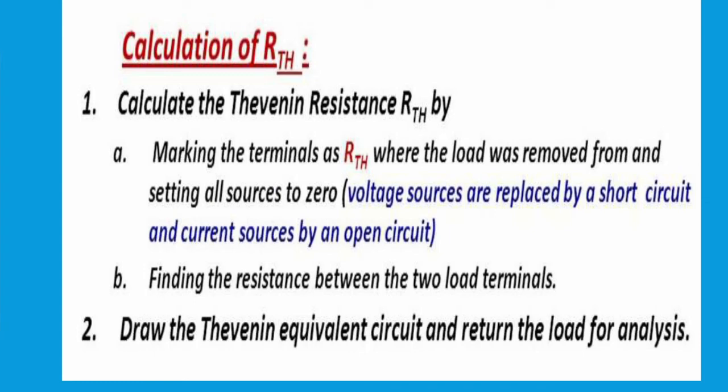To calculate RThevenin, you have to remove all the voltage sources, which are replaced by a short circuit, as I just told you, and all the current sources have to be open circuited. Voltage sources have to be short circuited and current sources have to be open circuited. Then simply try to find the resistance in between these two terminals.